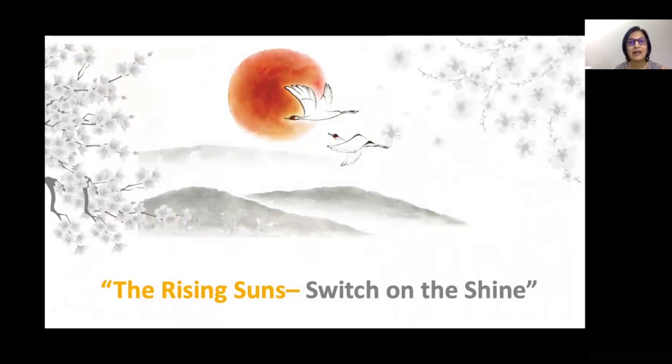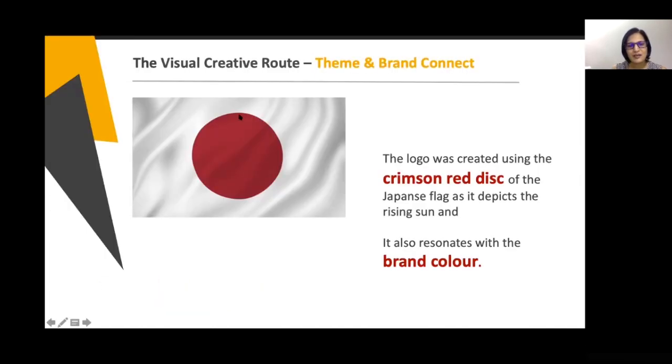And then moving on, how did we crack the visual theme? How did we know what we needed to do to depict the theme visually? If you remember, this is the crimson disk of the Japanese flag, and we used this crimson disk as the main visual element, based on which all the other visual elements or collaterals would be created. We used this because it depicted Japan as the land of the rising sun.